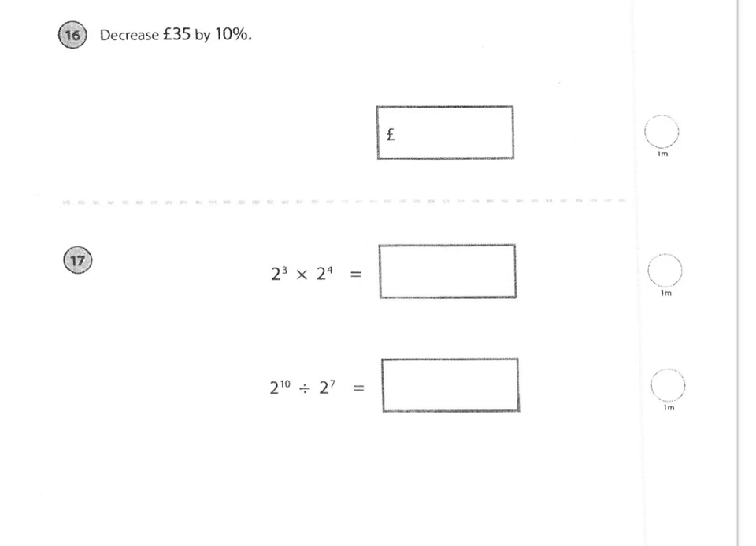Decrease £35 by 10%. Well, 10% of 35 would be divided by 10, which is £3.50, and a decrease means we have to do the £35 minus the £3.50, which is £31.50.